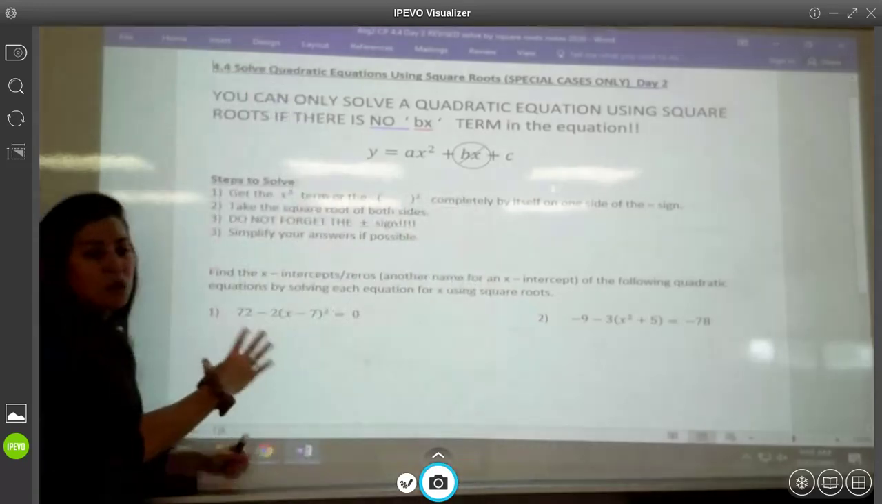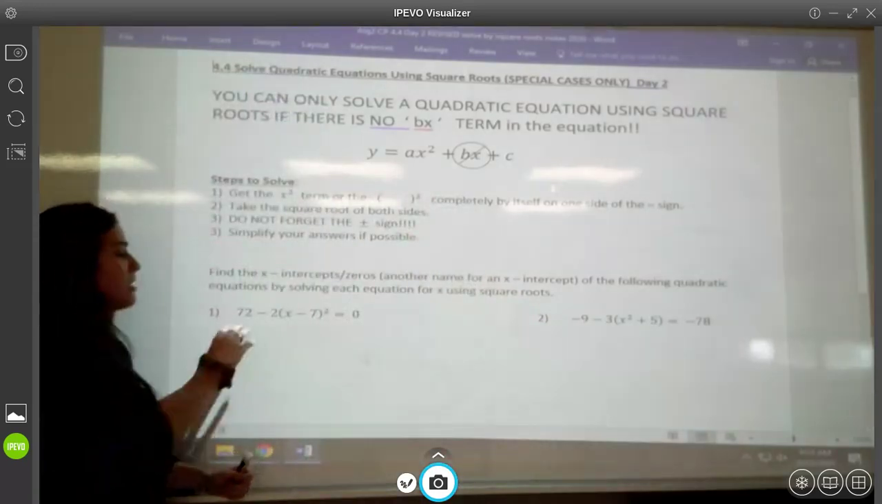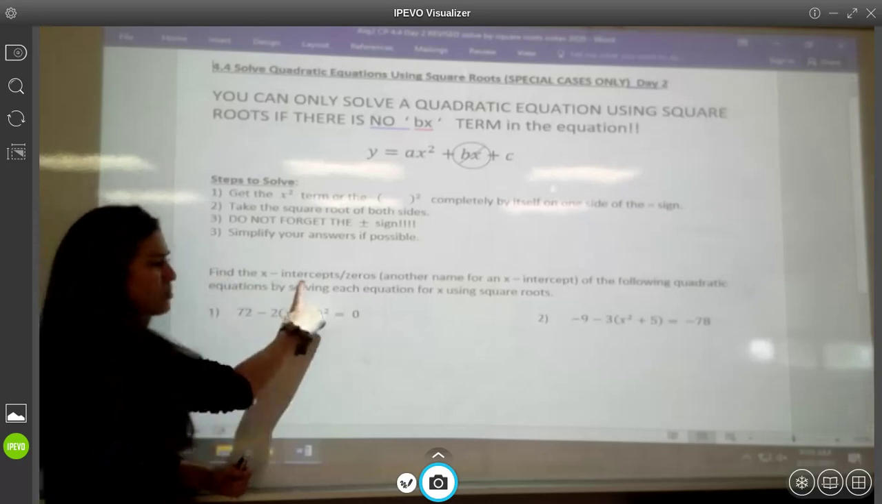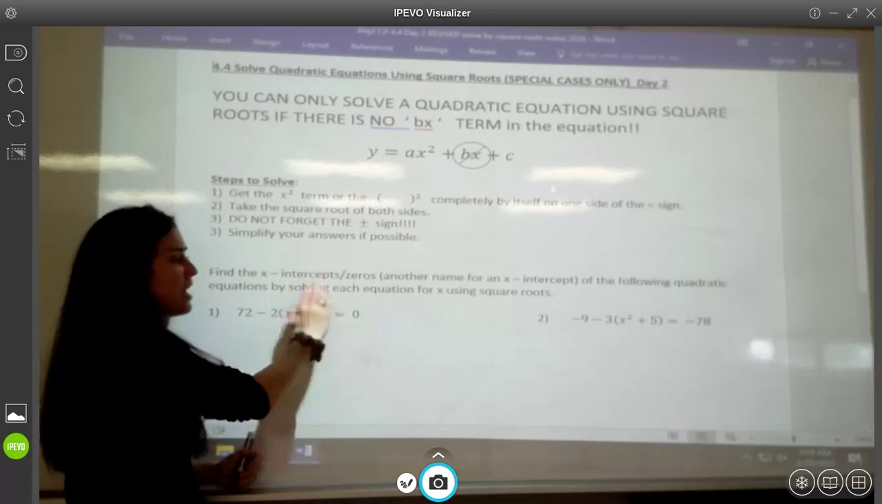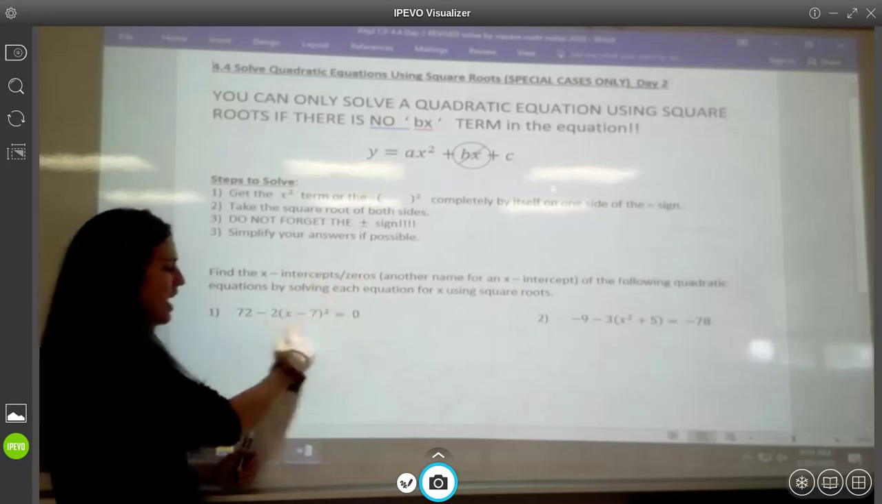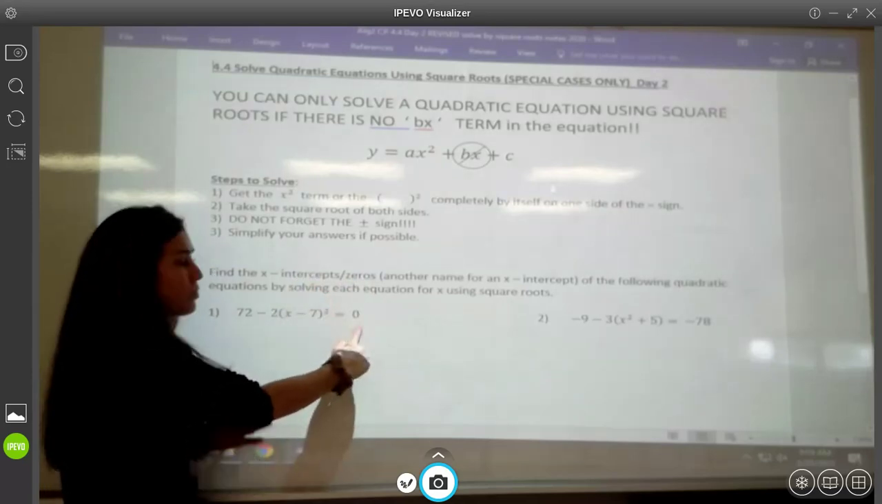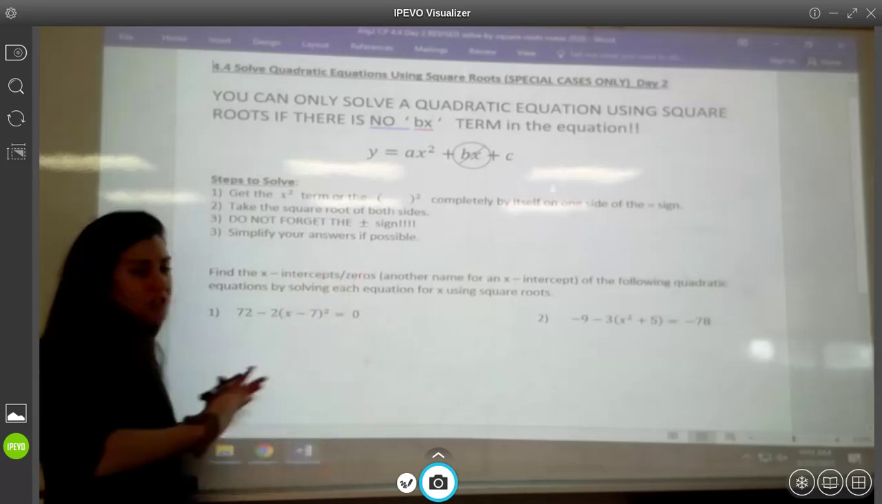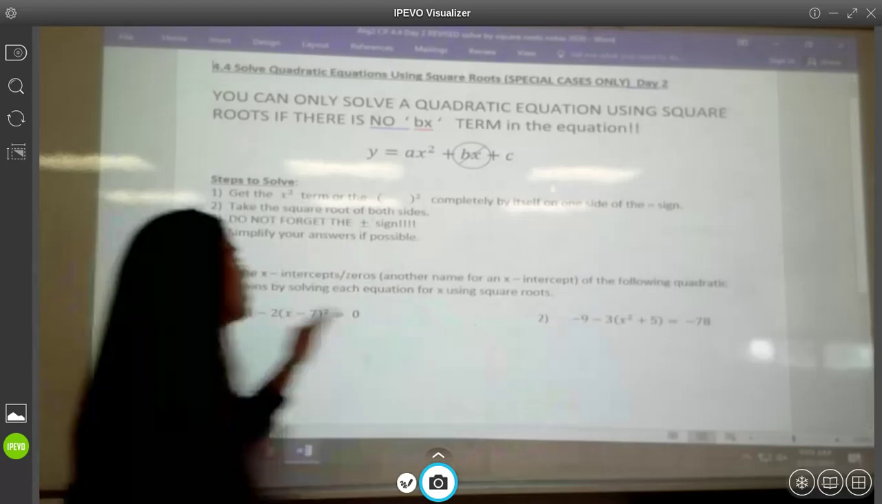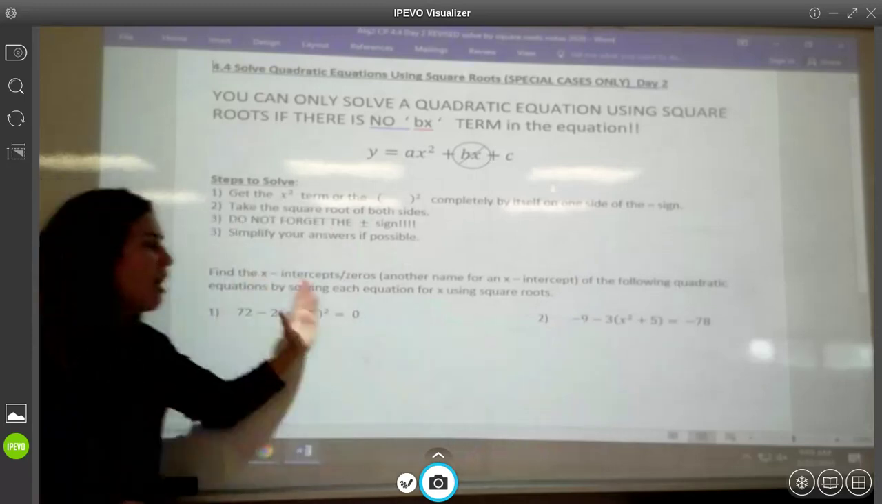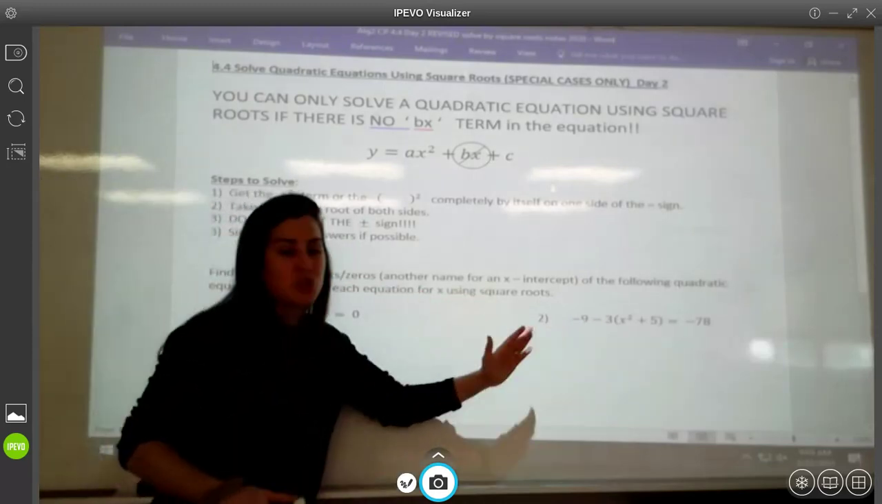So guys, look what I said the directions are to this one. I said find the x-intercepts or zeros. Zero is just another name for an x-intercept. It's called a zero because it's the x value that made the equation equal 0. All right, so 0, x-intercept, they mean the same thing. All right, find the x-intercepts of the following quadratic equations by solving each equation for x and using square roots.